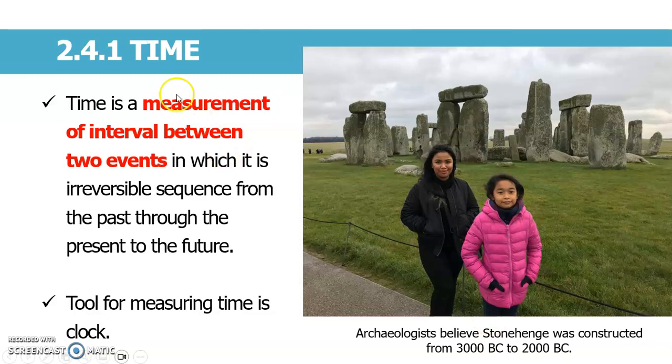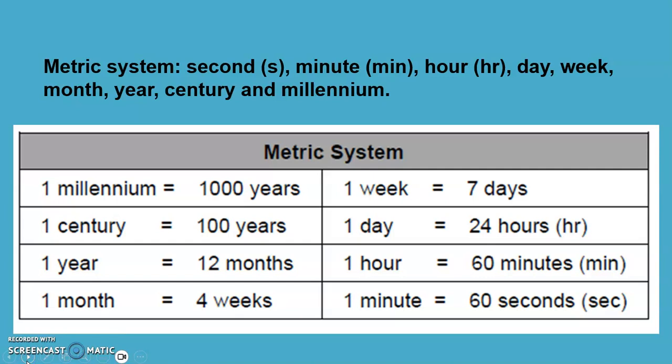Okay. All right. What is time? Time is a measurement of the interval between two events, in an irreversible sequence from the past through the present to the future. And the tool for measuring time is the clock. Okay, so in the metric system, you have seconds, minute, hour, day, week, month, year, century, and millennium.